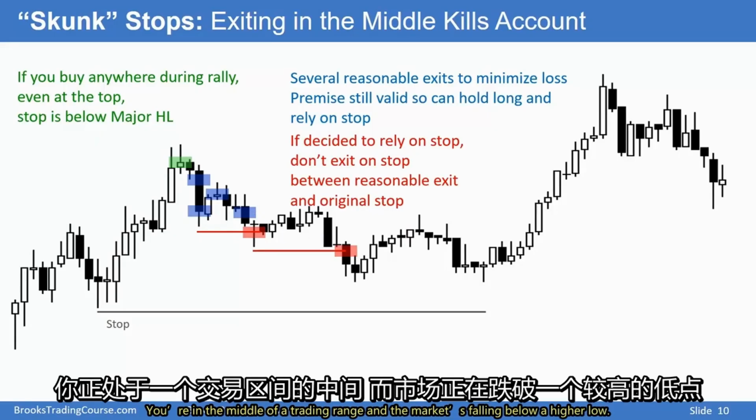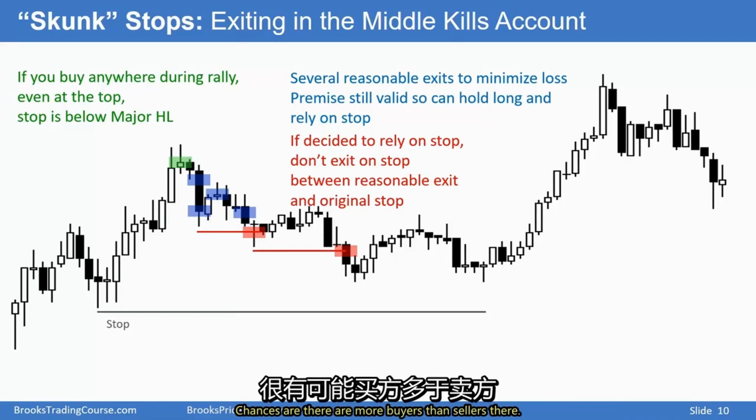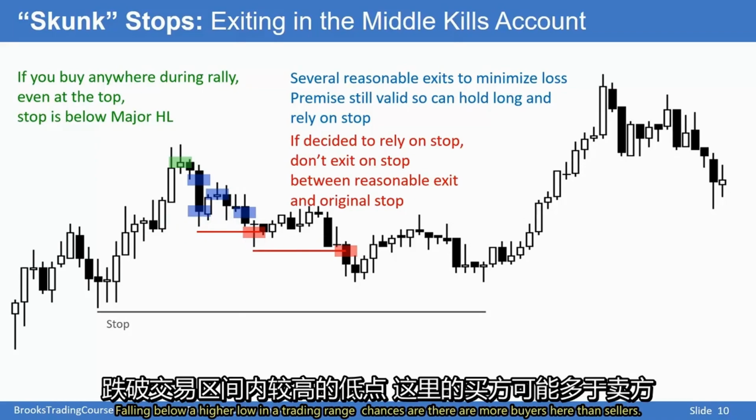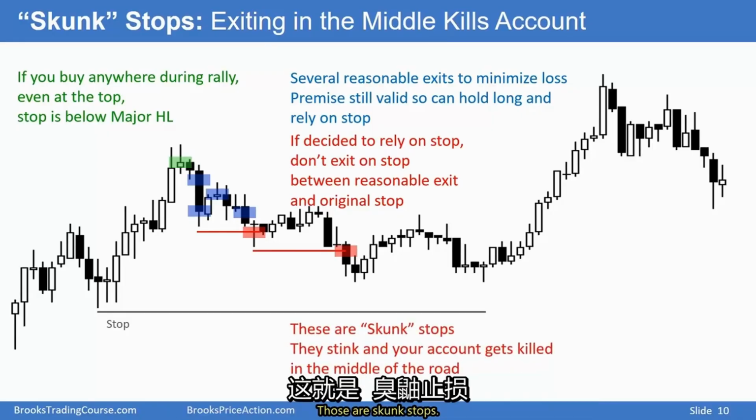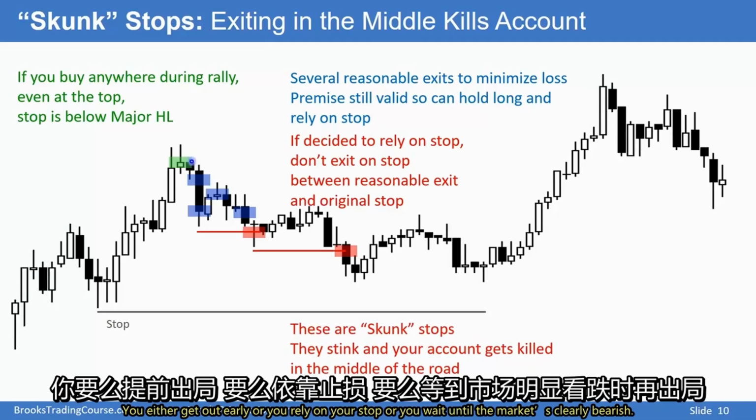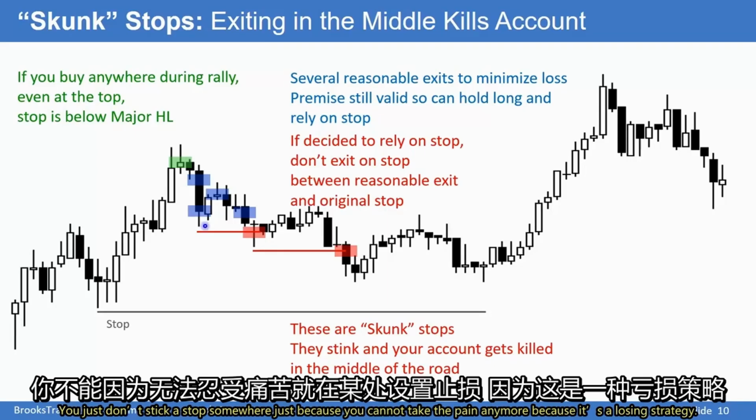You're in the middle of a trading range and the market's falling below a higher low. Chances are there are more buyers than sellers there. Falling below a higher low in a trading range, chances are there are more buyers here than sellers. So you don't want to be doing the opposite of what most traders are doing. Those are skunk stops. You either get out early, or you rely on your stop, or you wait until the market's clearly bearish. You just don't stick a stop somewhere just because you cannot take the pain anymore, because it's a losing strategy.